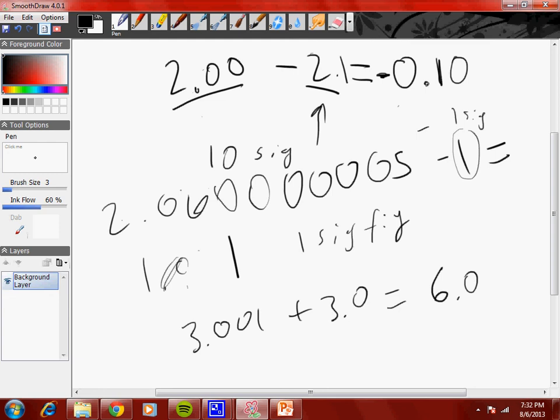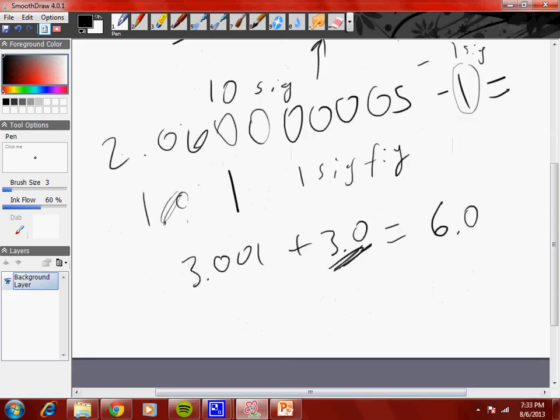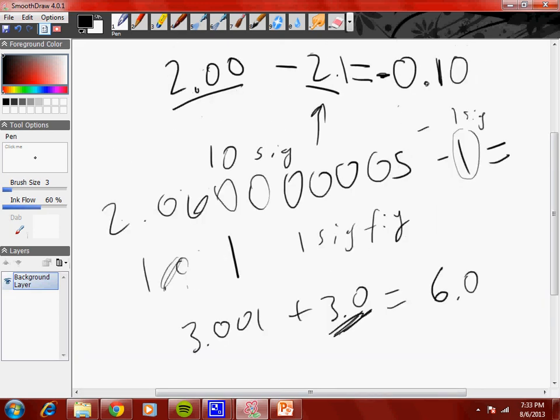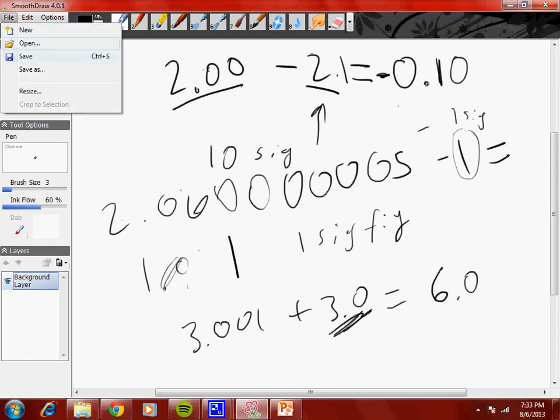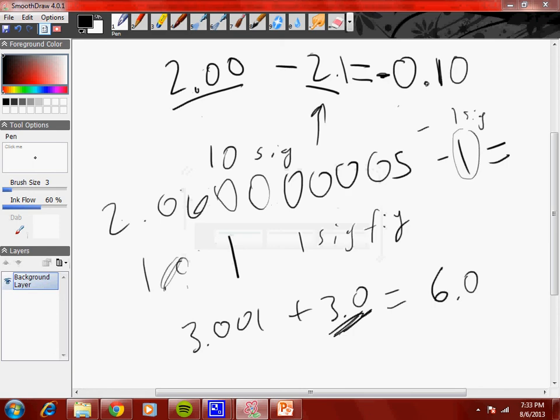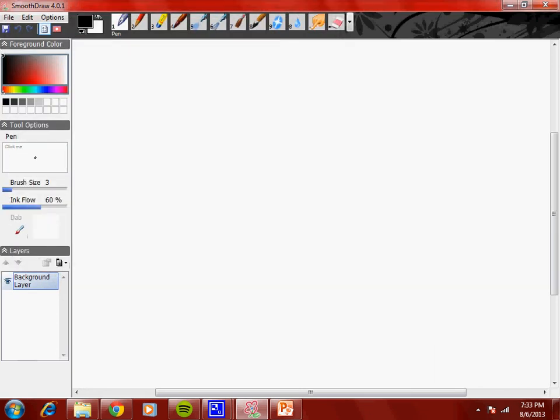The same thing would have happened with addition. If we do the same thing but with addition, like 3.001 plus 3.0, then our solution is going to have to be 6.0, because our calculator would have probably given us 6.0001, but we have to round to two significant digits, because the less accurate number was only 2 sig figs. Alrighty, that's with addition and subtraction.